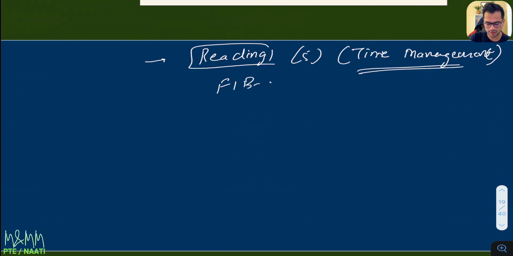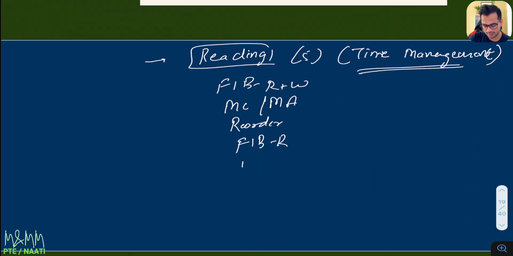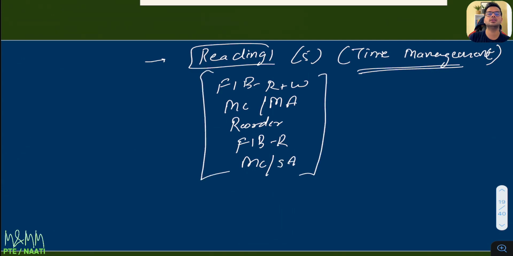For the reading module, we get 5 topics: fill in the blanks, reading plus writing, followed by multiple choice, multiple answer, followed by reorder paragraph, followed by fill in the blanks, reading, and finally multiple choice, single answer. So these 5 topics. Let's understand all these 5 topics one by one. How important are they? How do we do them in the real exam? What things to take care of, what things to avoid, and all that stuff.